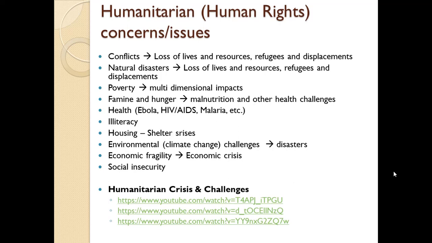Think about Ebola and health, for instance, Ebola, HIV, AIDS, or malaria, or even COVID-19 now, which has become a global crisis. Think about literacy, then housing and shelter crisis. Think about environmental or climate challenges that lead to disaster, and other categories of human rights.